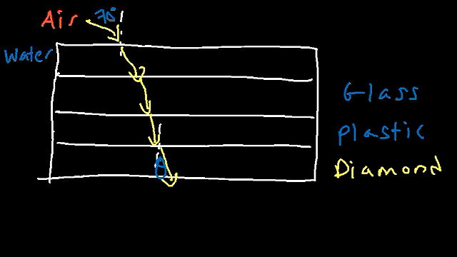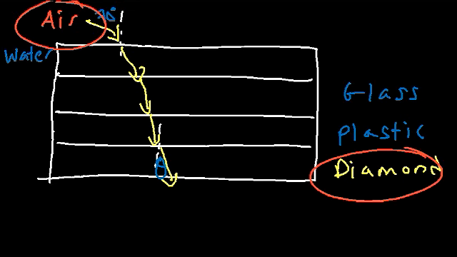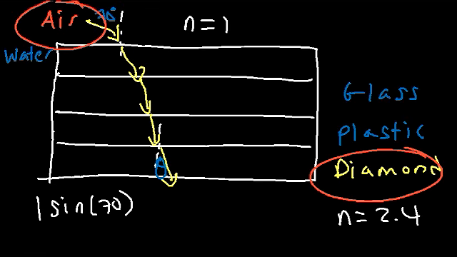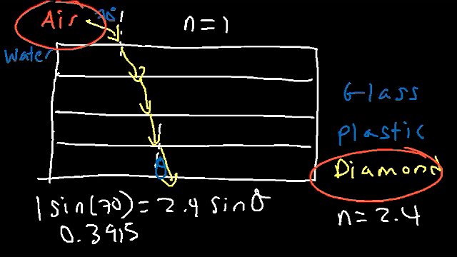So even though we have multiple materials in between, all we need to focus on is the first part and the last part, air and diamond. The index of refraction of air is 1. The index of refraction of diamond is about 2.4. And so that's all we need. So in this case, we could say n1 sine theta 1 is equal to n5 sine theta 5. So 1 times sine 70 is equal to 2.4 times, we'll just call it sine theta. Sine 70 divided by 2.4, that's 0.3915.